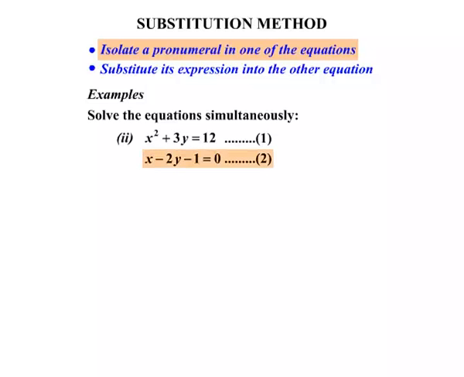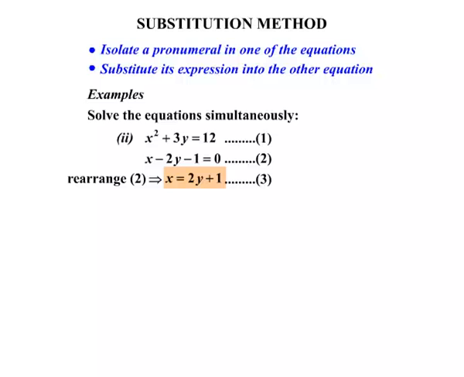So if we do that, we're rearranging equation 2, getting the x by itself. Let's write the x by itself. The minus 2y minus 1 comes over and changes signs, so it becomes positive 2y plus 1. We'll call that new equation, equation 3.